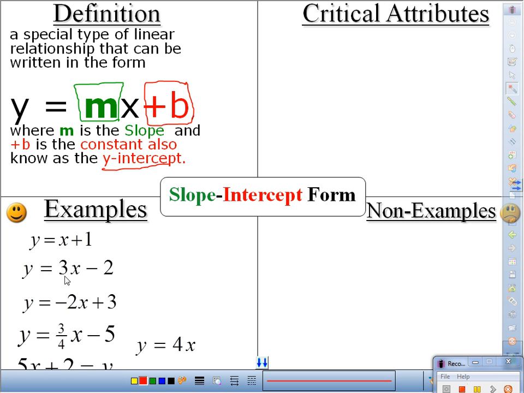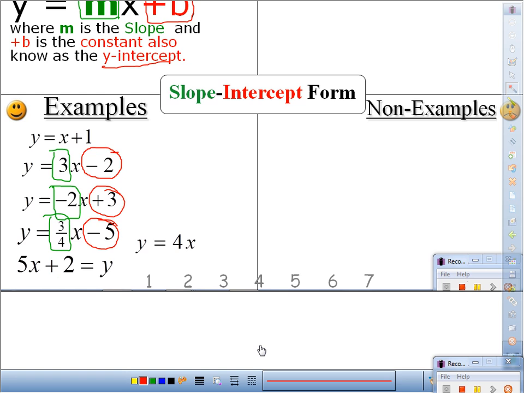By looking at it, I'm going to circle my y-intercept. My y-intercept is -2. And my slope, which is next to the x, is what? 3. Because I already have it written in this form, so it's easy to identify. With that said, look at this one. What is my slope? My slope is -2. What is my y-intercept? 3. Look at this one. What is my slope? 3/4. What is my y-intercept? -5. Okay, so far so good.